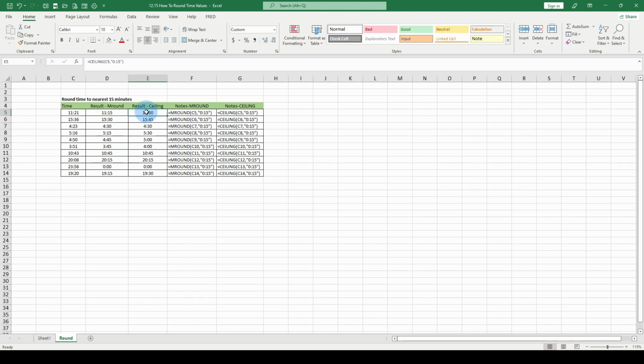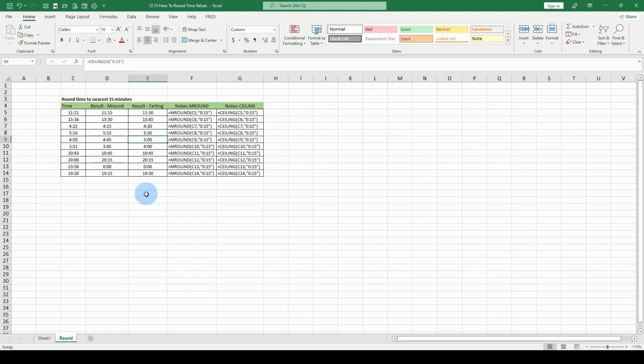Now, you also have the ceiling function, and it rounds up. Ceiling, remember, ceiling is the height. So 15:36 goes to 11:45. 4:23 rolls up. Go to 4:22. Notice how this rolled down. The ceiling stayed at 4:30. 5:16, it rolls up to 5:30.